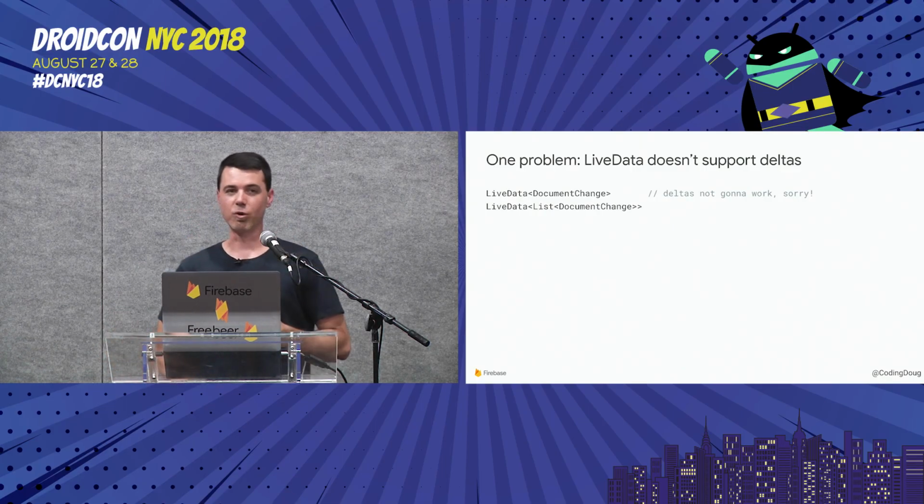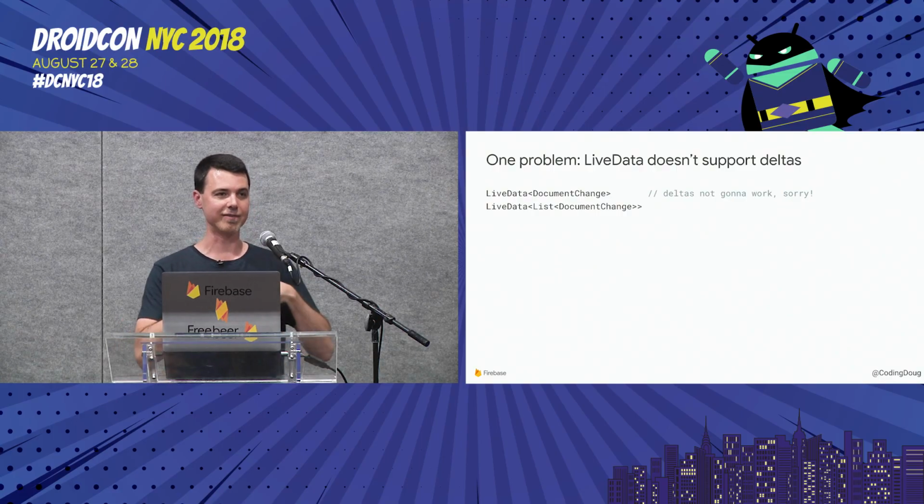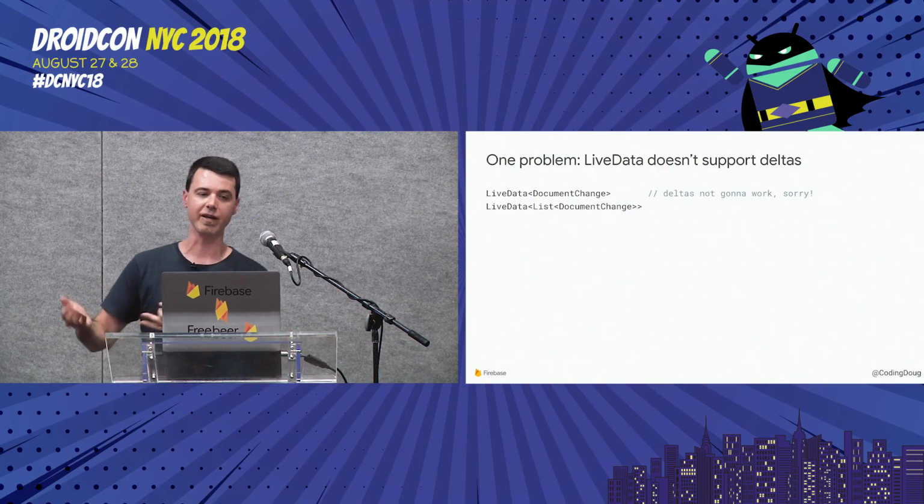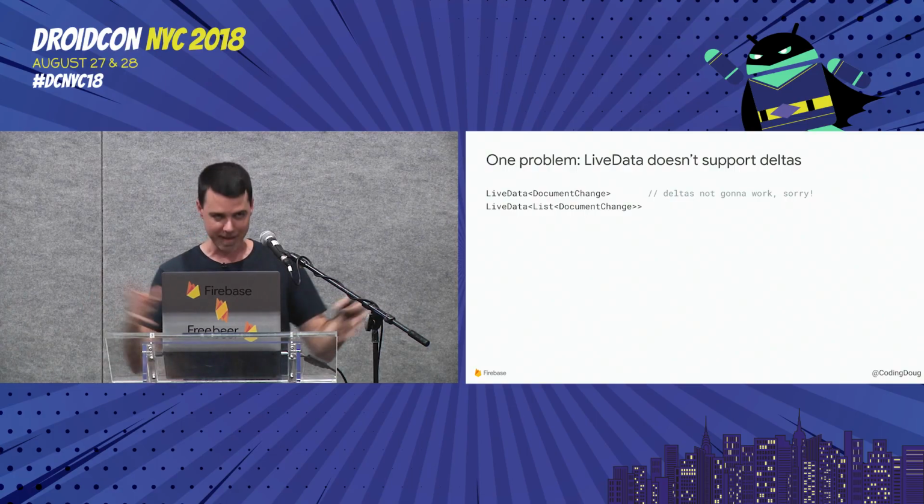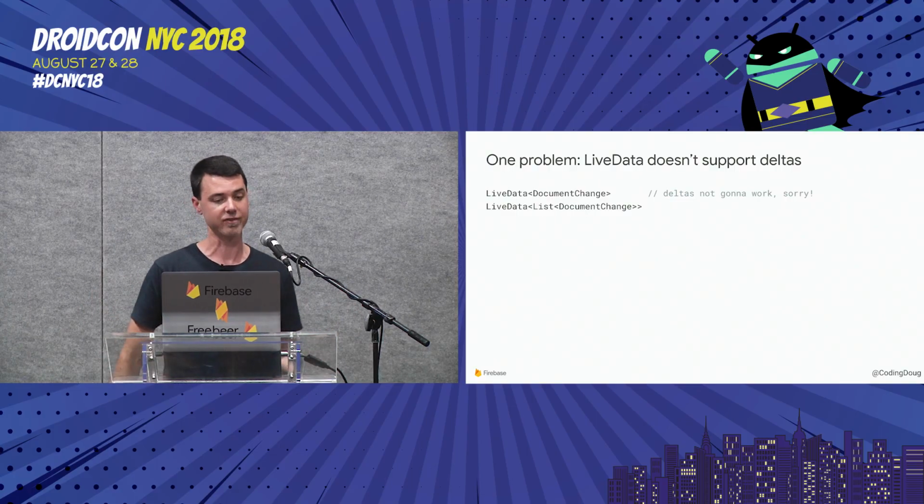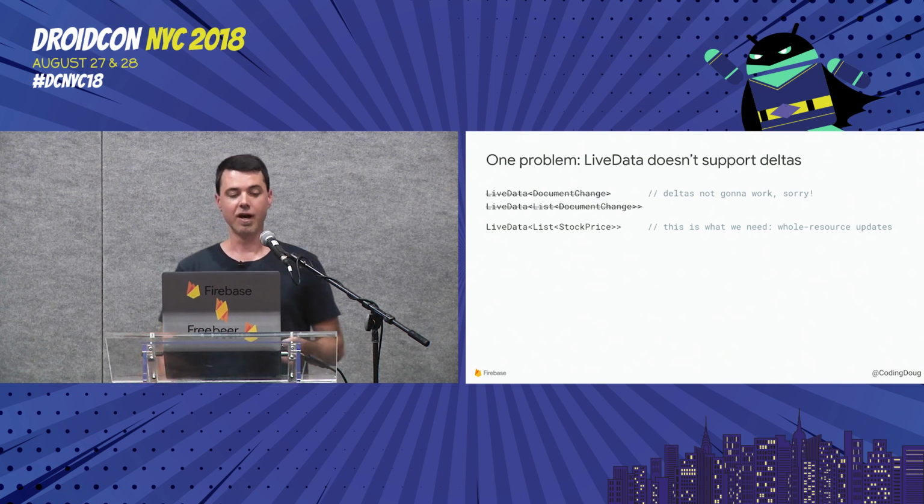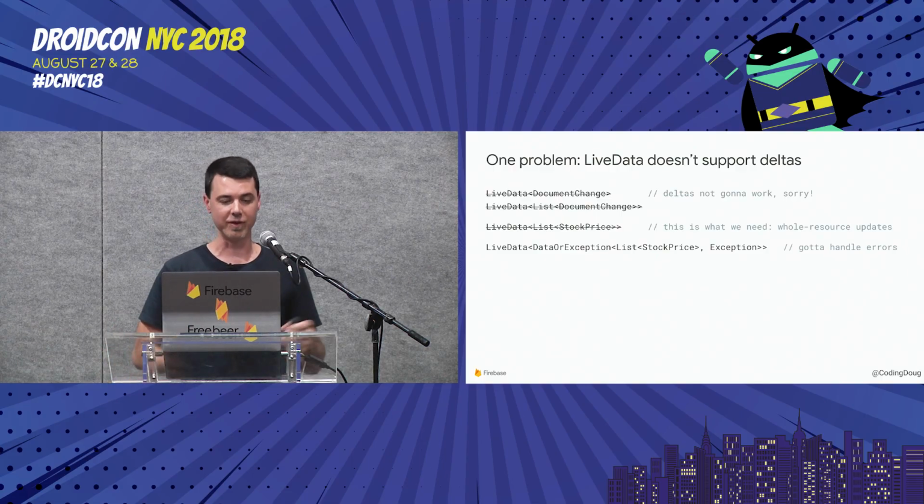Live data doesn't support deltas. Live data is entire results all at once every time. So if you have deltas coming in, you kind of have to compress them all down and add them to a single result set. So you can't do that. You might think, well, what you actually want is a list of stock price objects, which is good, but that doesn't really account for errors. So we have a live data with data or exception and a list of stock prices or an exception. So now we're getting a little more generic.